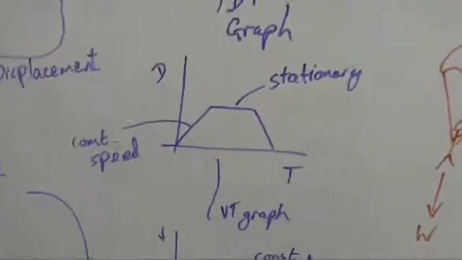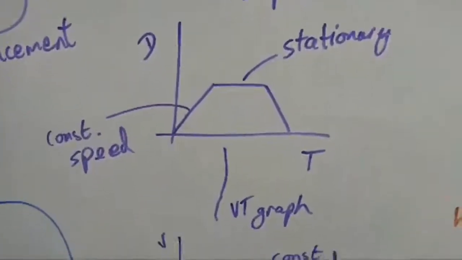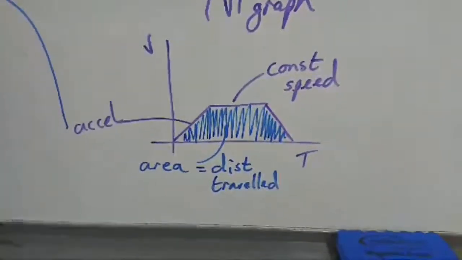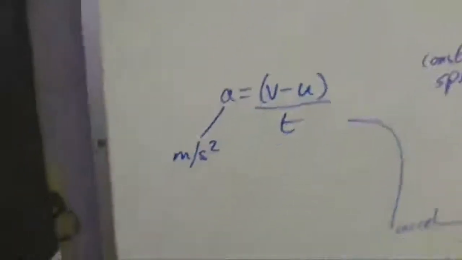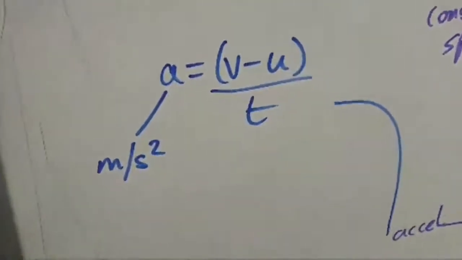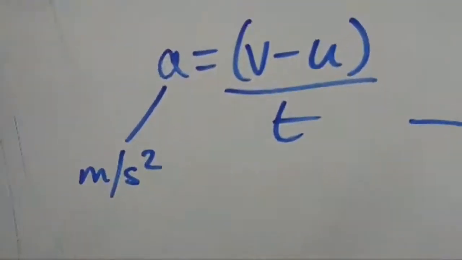Then we've got distance time graphs: constant speed, stationary. Velocity time graphs: acceleration, constant speed. The area under the graph is the distance travelled, and the gradient gives us our acceleration, v minus u over t, v being final velocity, u being start velocity, t being time. Acceleration is measured in metres per second squared.